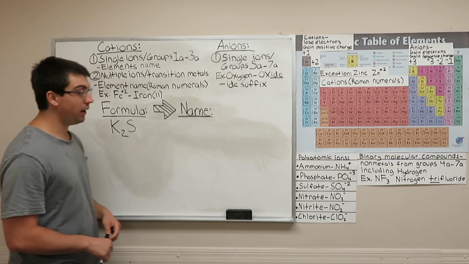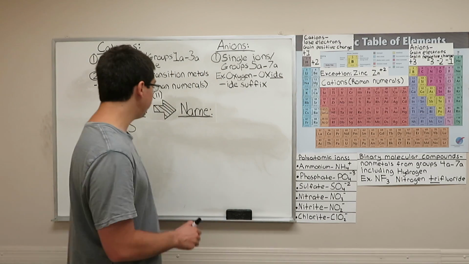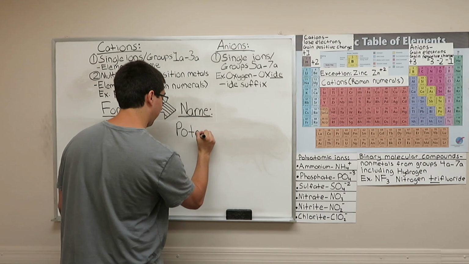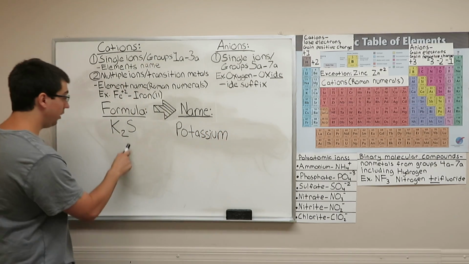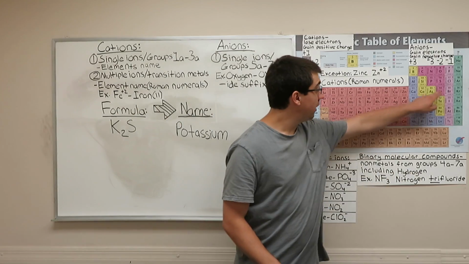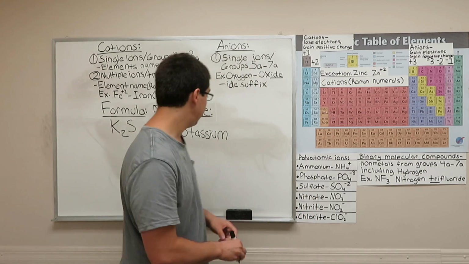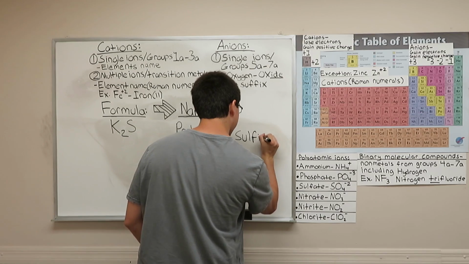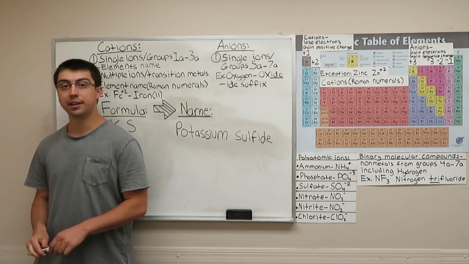Our formula is K2S. First, we need to write down each of the elements' name. K is potassium. We have S. S is sulfur, and since we're naming a compound, we're going to call it sulfide. And the name is potassium sulfide.